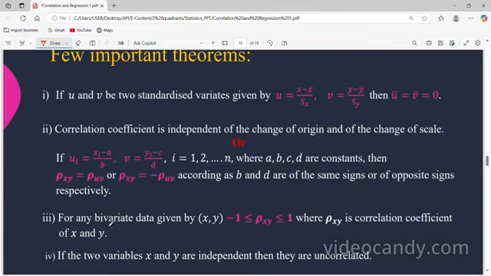And number 3 is very important. For any bivariate data given by xy, minus 1 less than or equal to rho of xy less than or equal to 1, where rho xy is the correlation coefficient of x and y. And number 4 is, if the two variables x and y are independent, then they are uncorrelated. So these are the important theorems.